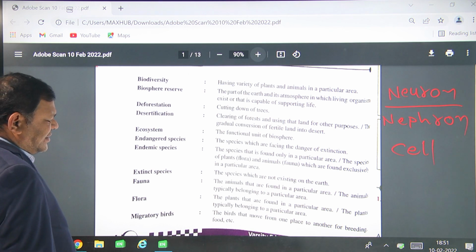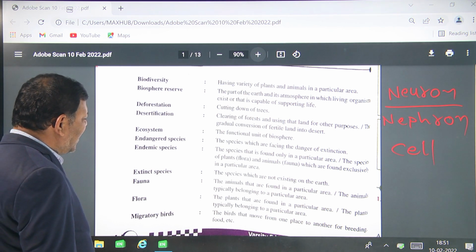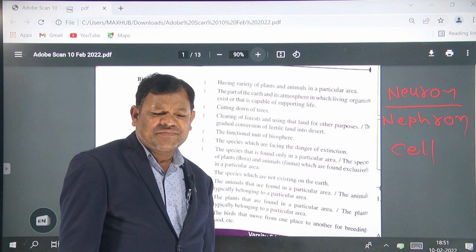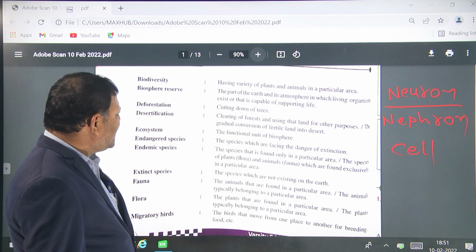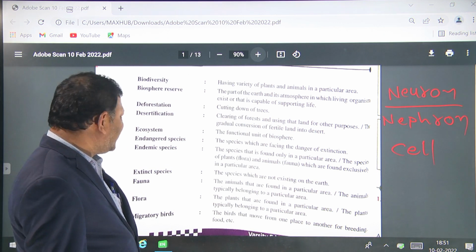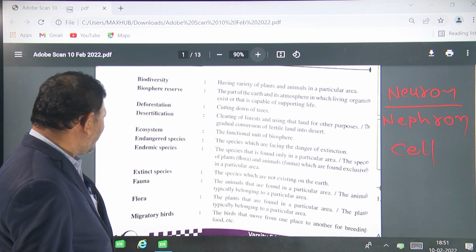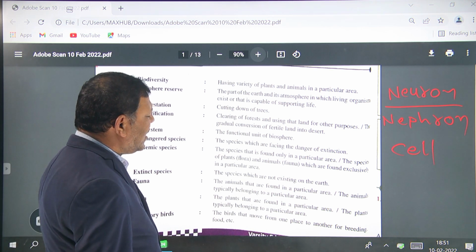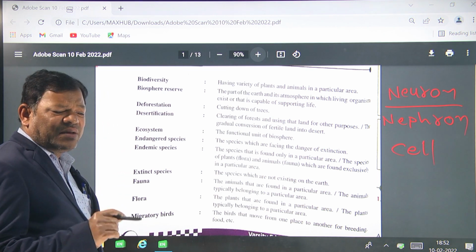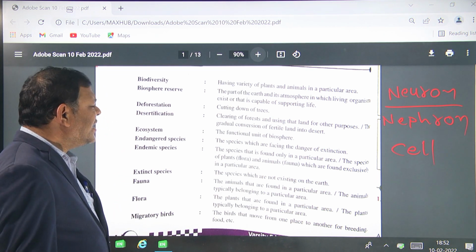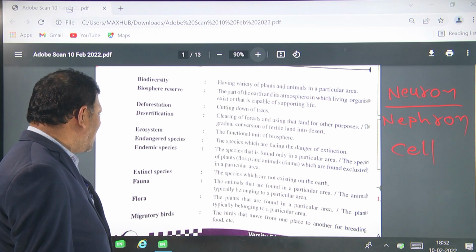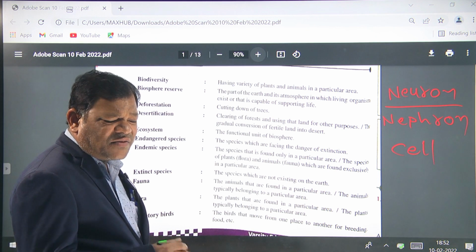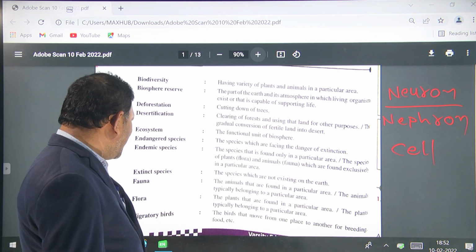Extinct species means the species which are not existing on the earth. Fauna: the animals that are found in a particular area. Flora: the plants that are found in a particular area. Plants means flora, animals means fauna.